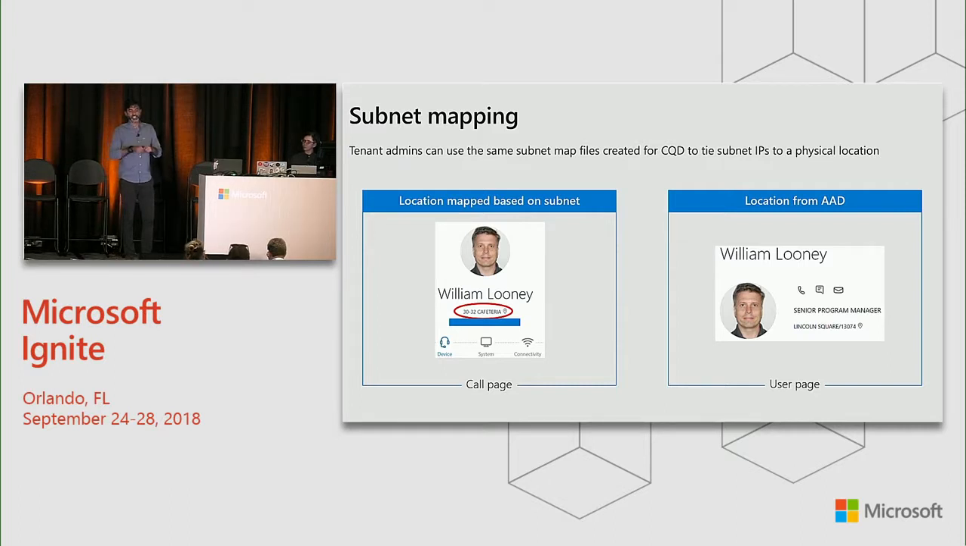But the advantage with the subnet mapping, one that I specifically wanted to call out, was that your call page will know exactly where the user is making the call from. That's an advantage if you have the subnet mapping in place. The little blue bar that you see under it is not a design element, it's PII. We block that out.